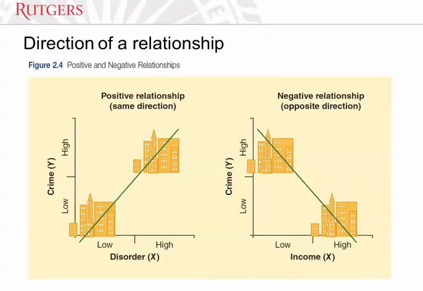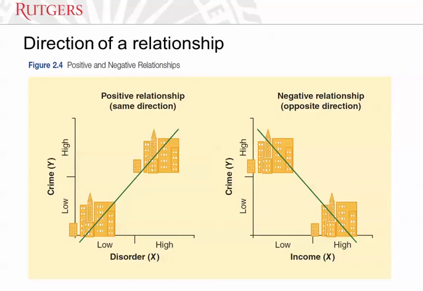This is Figure 2.4. So on the left-hand side is our positive relationship, which we talked about. Low levels of disorder. By the way, this is a stylized version of an XY scatter plot where the horizontal dimension is x and the vertical dimension is y. That's a typical way of showing the relationship between two variables, is to plot them on a graph like this with an xy graph where x is the independent variable and y is a dependent variable. X is horizontal, y is vertical.